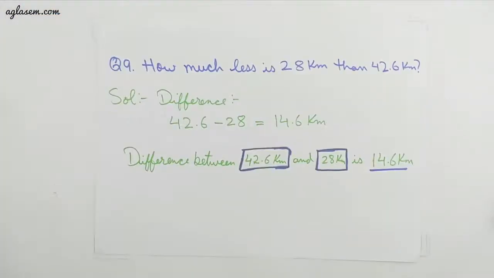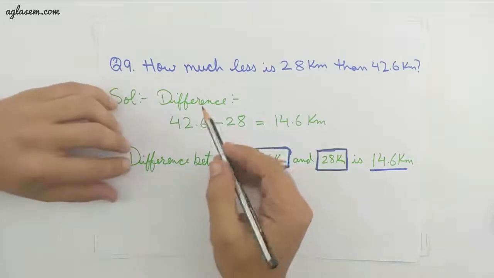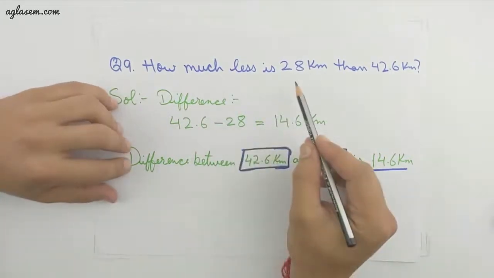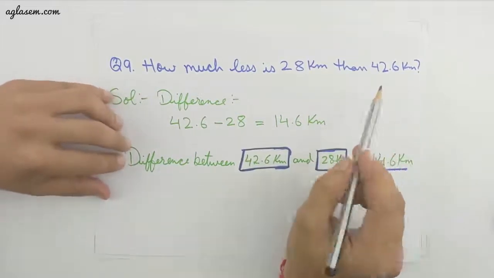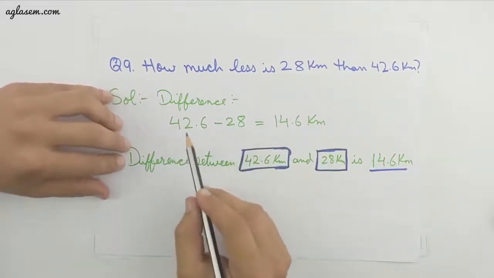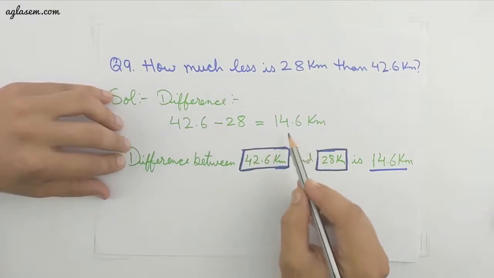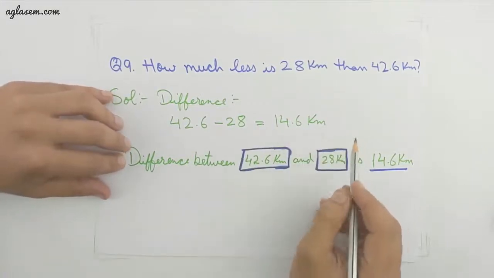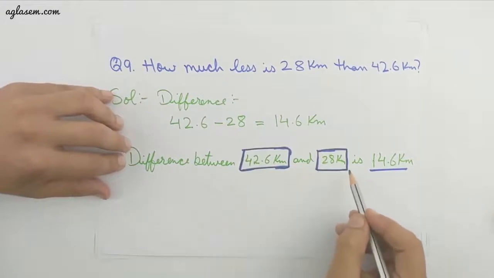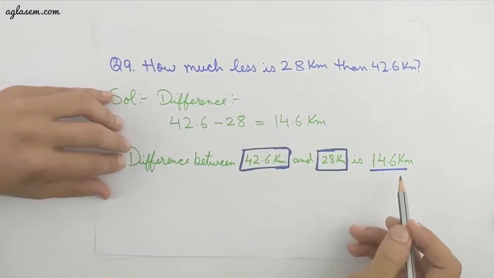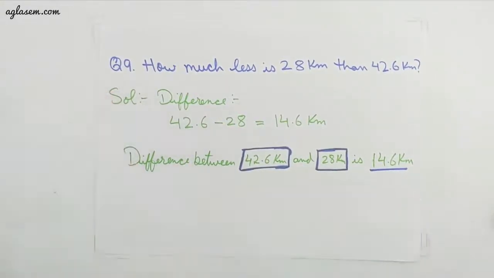Moving to the last question of this exercise, that is question number 9. In this, we have to see how much less 28 kilometers is than 42.6. We have to subtract 28 from 42.6. That will be 14.6 kilometers. That means the difference between 42.6 kilometers and 28 kilometers is 14.6 kilometers.